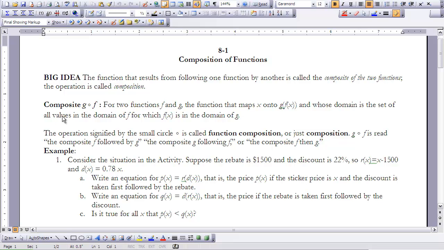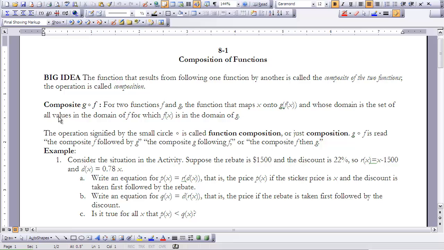But we're going to explore that first by looking at the activity that's on page 516 in your book. It says Lee Munn's car dealership offers two incentives for car buyers. First, they give a discount off of the sticker price as well as a rebate. And what we want to do is explore which is going to be a better buy for us.